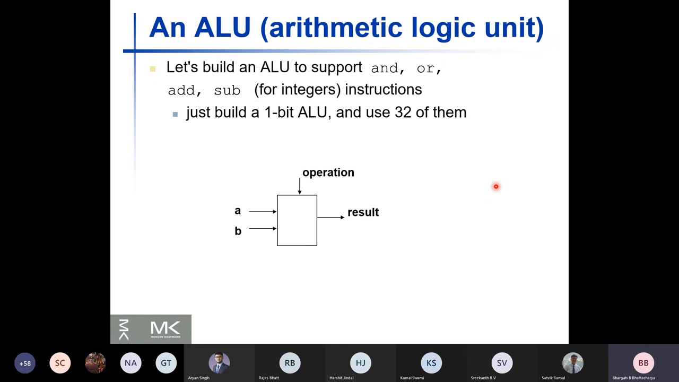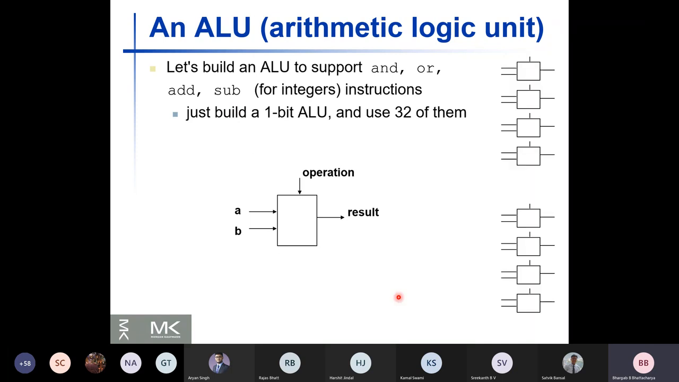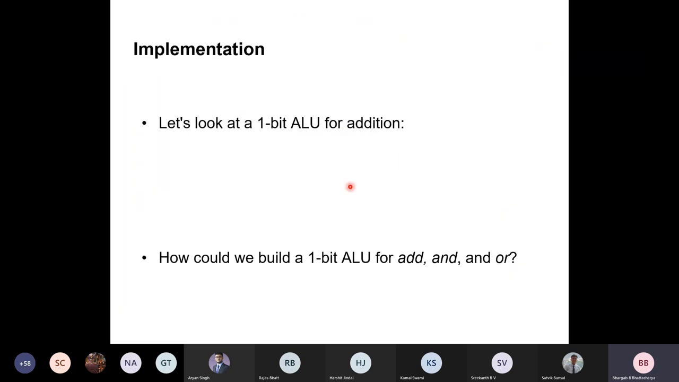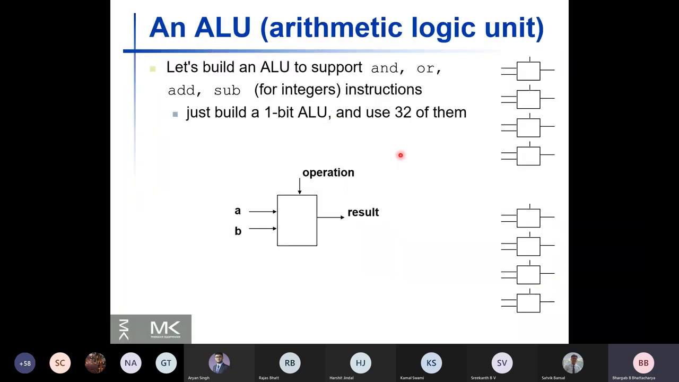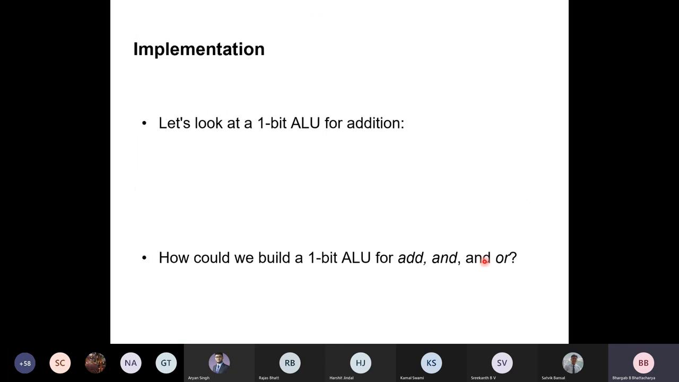This is our basic unit for 1 bit. We have 2 inputs A and B, each 1-bit, and an operation to specify, maybe addition or subtraction, and the result I'm expecting here. Once this 1-bit ALU is formed, I'm going to take copies of them and connect them in series to implement the 32-bit ALU.